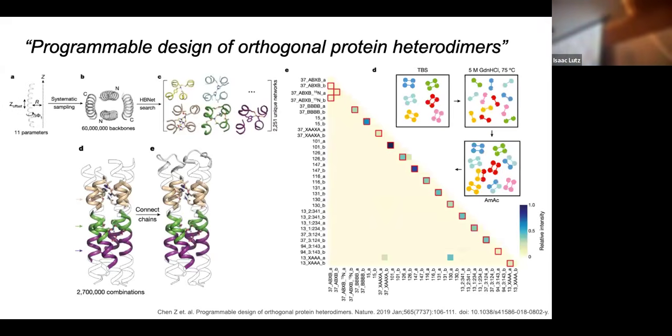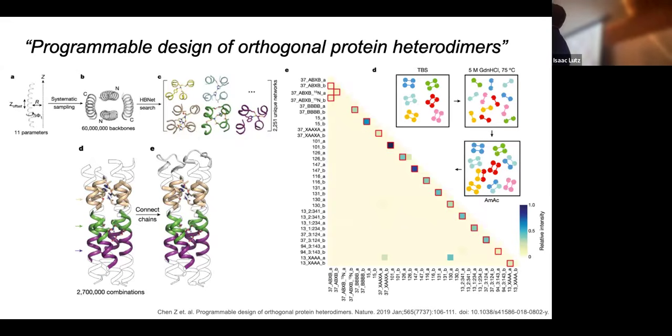And so when I joined David's lab, this work had been produced recently, which is the programmable design of orthogonal protein heterodimers. Basically what the authors on this paper did was create these heterodimers using simple parametric sampling. You install hydrogen bond networks at the interface that confer stability across these heterodimers. And they were able to do this for a whole broad set of heterodimers and show that they interacted orthogonally and specifically, obviously very impressive.